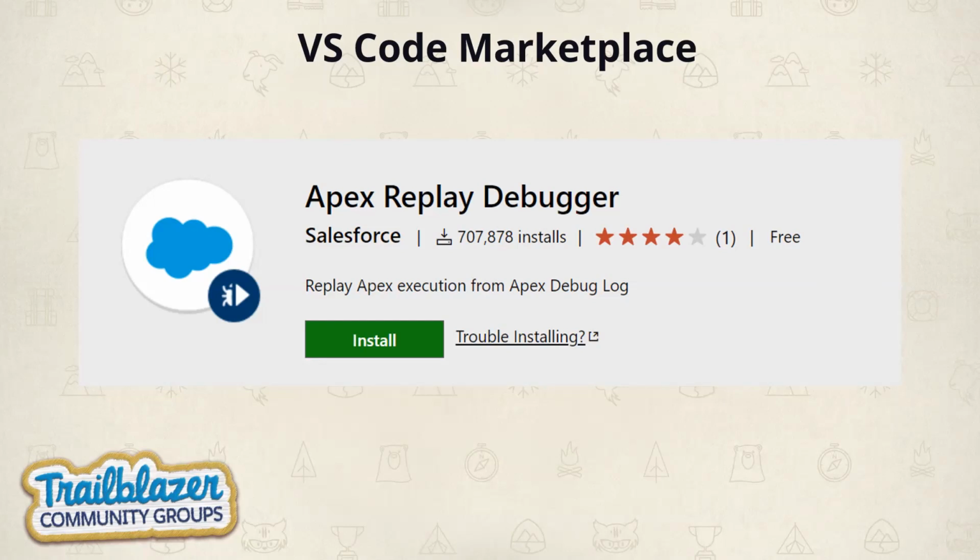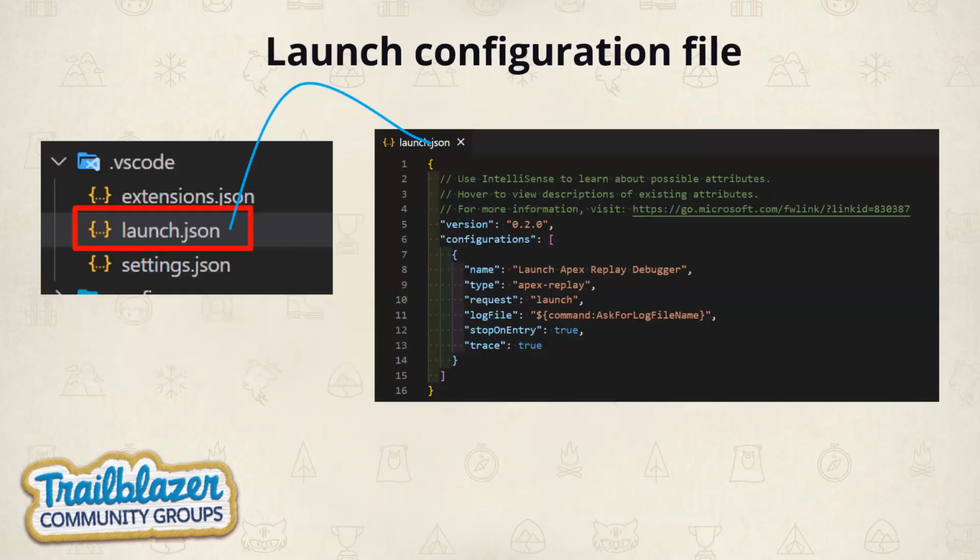Here you can see the launch configuration file. This is the configuration file, and based on this file, we can manage each and every setting for the Apex Replay Debugger in VS Code. Here you can see the .vscode folder. Under this folder, we have 3 files that are very important for us: extensions.json, launch.json, and settings.json. The middle file, launch.json, is very important for us if you are using Apex Replay Debugger. Otherwise, you can use it directly here, right?